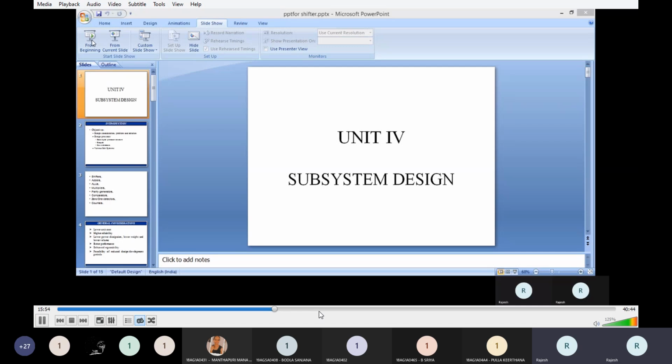So your subsystem design: the basic objectives, design considerations, the problem solution, the basic digital process structure, data path bus architecture, and the subsystems to be studied in unit 4 are shifters, adders, ALUs, multipliers, parity generators, comparators, 0-1 detector, counter. So these are the design considerations: lower unit cost, higher reliability, low power dissipation, lower weight and lower volume, better performance, enhanced repeatability, possibility of reduced design time.